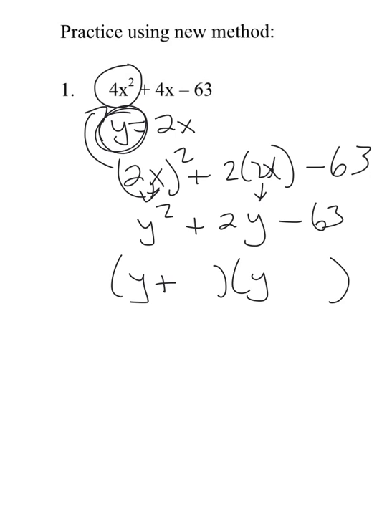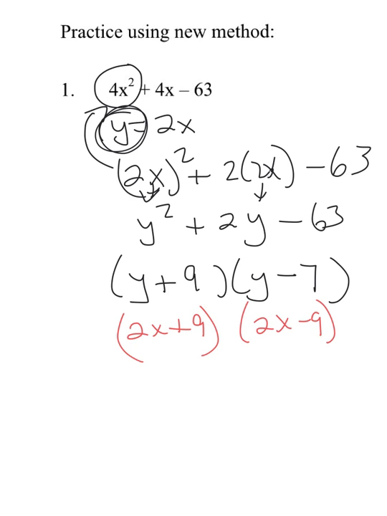And the plus goes here, minus has the opposite. And 63 to subtract the 2, of course, is 9 and 7. So I put a 9 in, put a 7. Let's replace the y back with 2x. So you get 2x plus 9 as a factor. And 2x minus 7 as a factor.